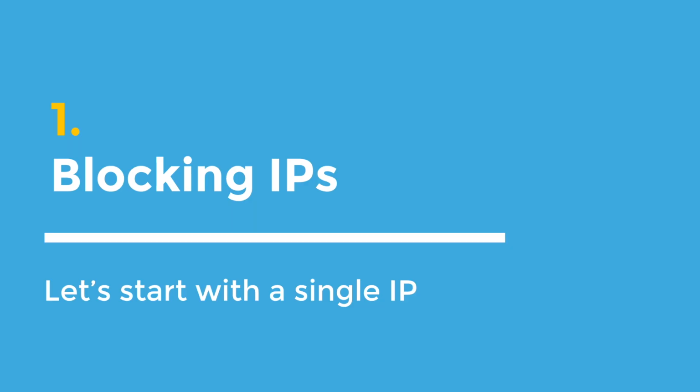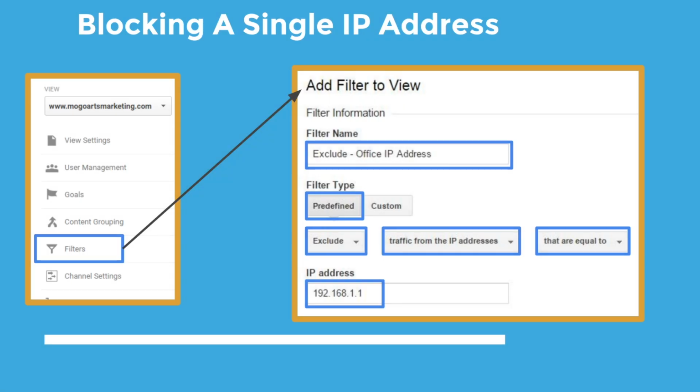All right, so why don't we start out with the basic implementation, and we'll assume that you only need to block a single IP. This is really easy to do. In all honesty, all of these are really easy to do as long as you just follow the steps. So why don't we jump into it?